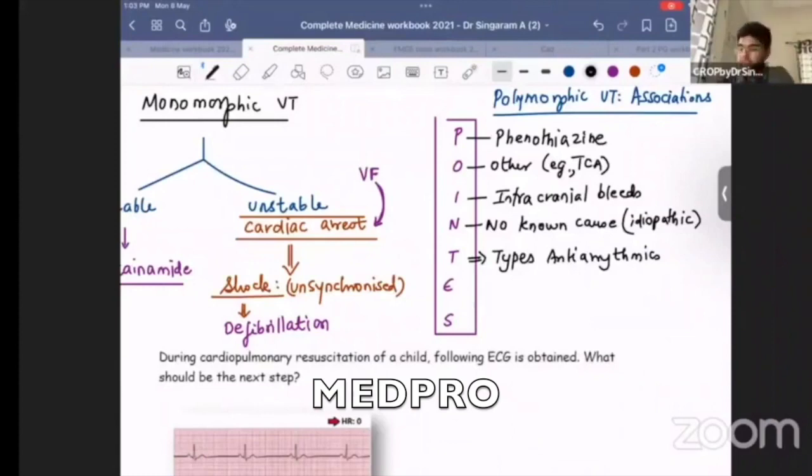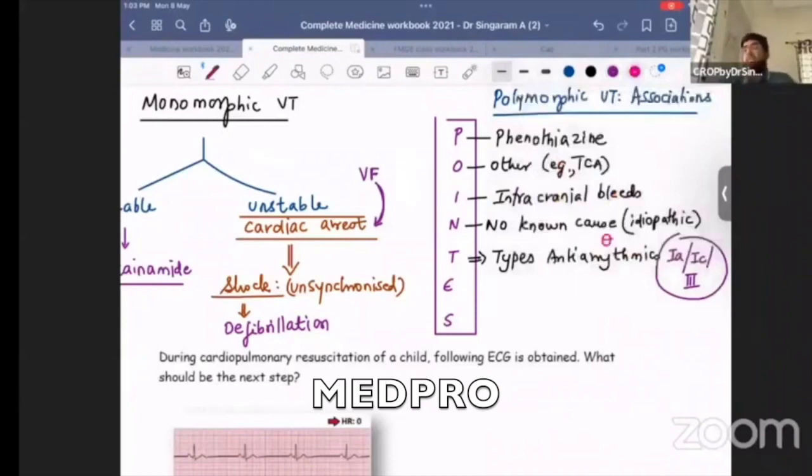The common ones which are associated are 1A, 1C, as well as 3 also. Okay, right? I'm not going to individually write the names, but these are common groups: 1A, 1C, as well as 3. This is what you have to remember. These are the important associations for the type of antiarrhythmics, and I am sure that it must have been taught in your pharmacology classes also. One of the important questions for your exams.